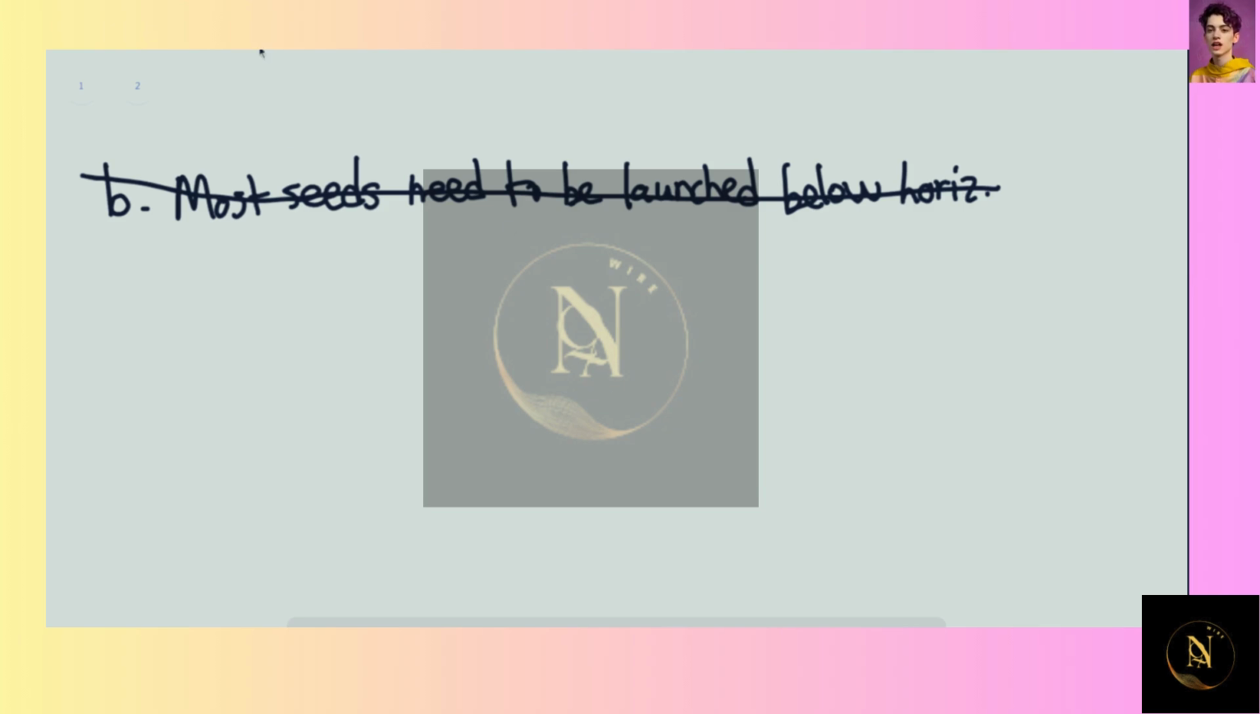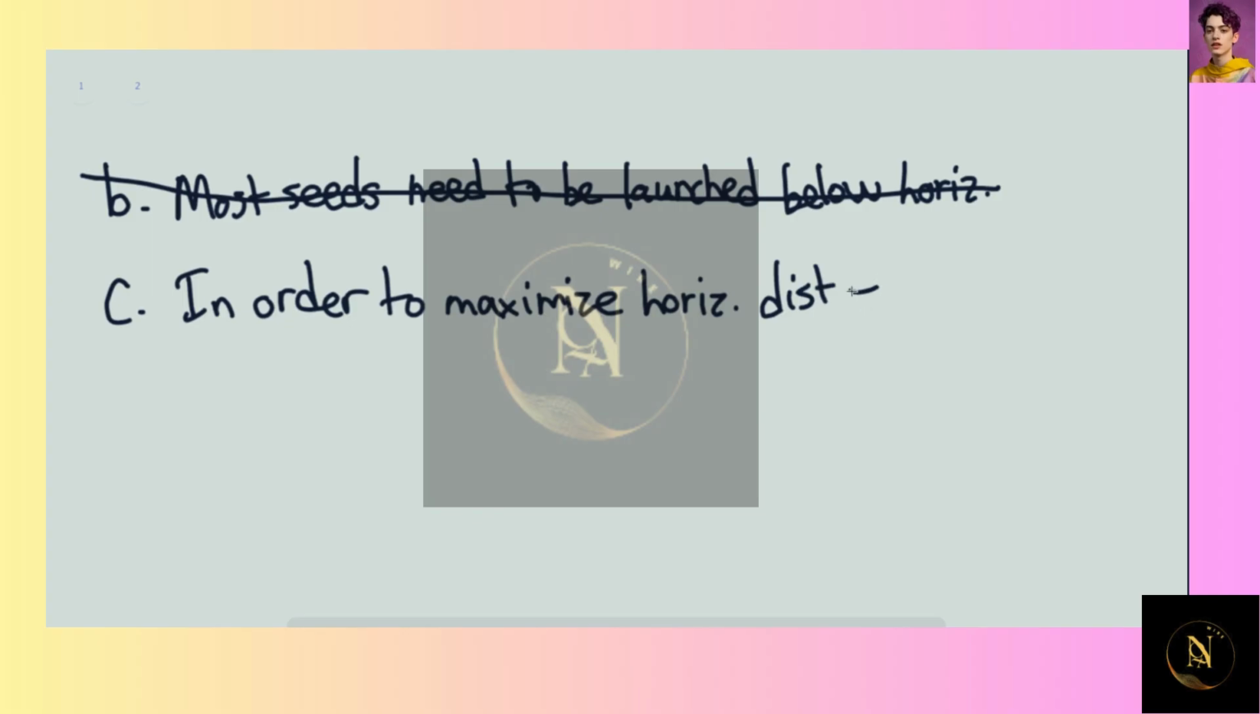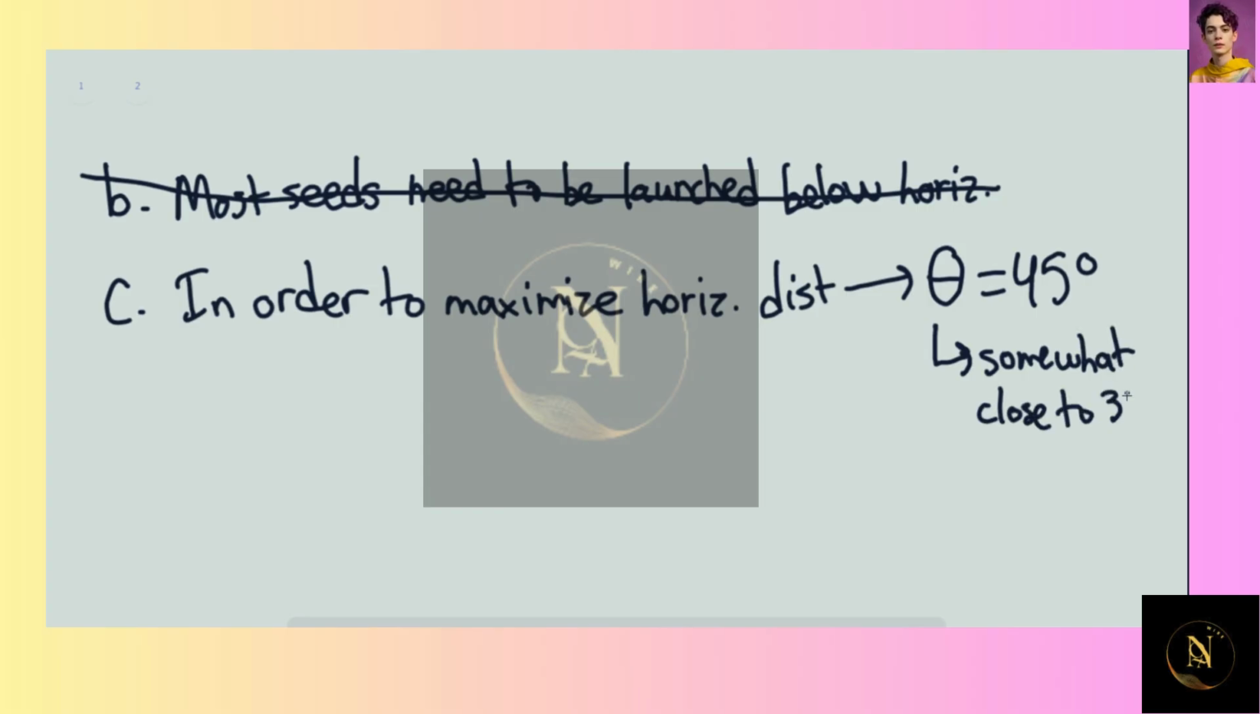Now, hypothesis C: seeds are preferentially launched at angles that maximize the horizontal distance the seeds travel from the plant. Now for part C, in order to maximize horizontal distance, the angle of launch must be equal to 45 degrees, and this is somewhat close to 30 degrees, or 31 degrees, the mean angle. So this might be a valid hypothesis.